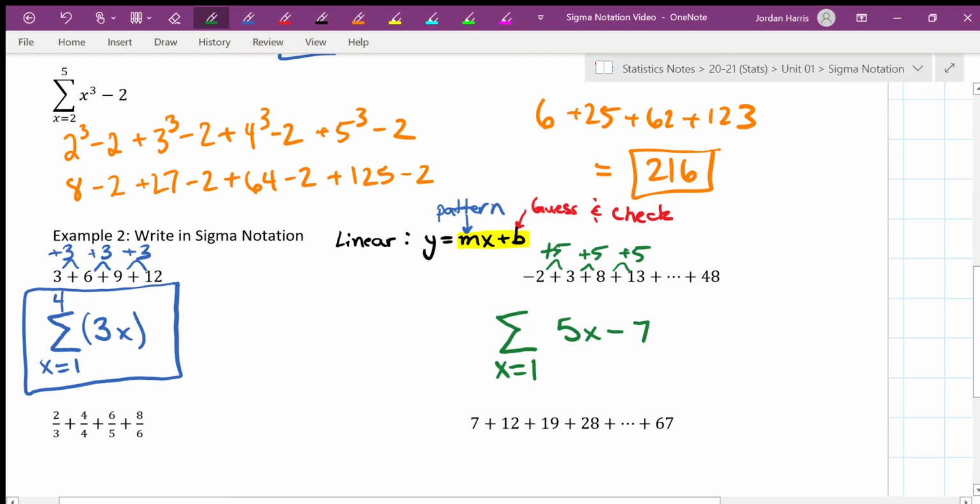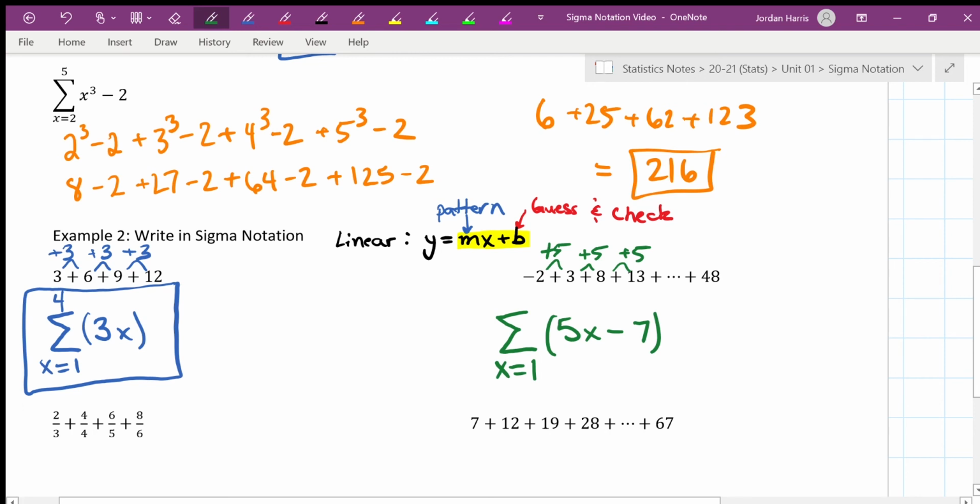Okay, then I need to check it. So the next number would be 2. So that should give me my second number here. So 5 times 2 is 10, minus 7 is 3. That's good. And then check the third one just to make sure. So I plug in 3. 5 times 3 is 15, minus 7 is indeed 8. Okay, so we got our pattern. So I'm going to put that in parentheses. That's my pattern.